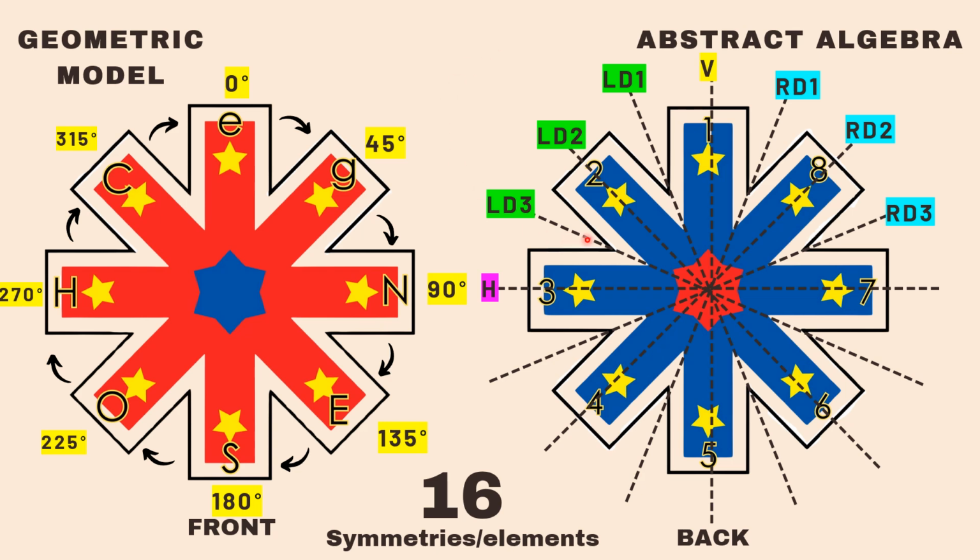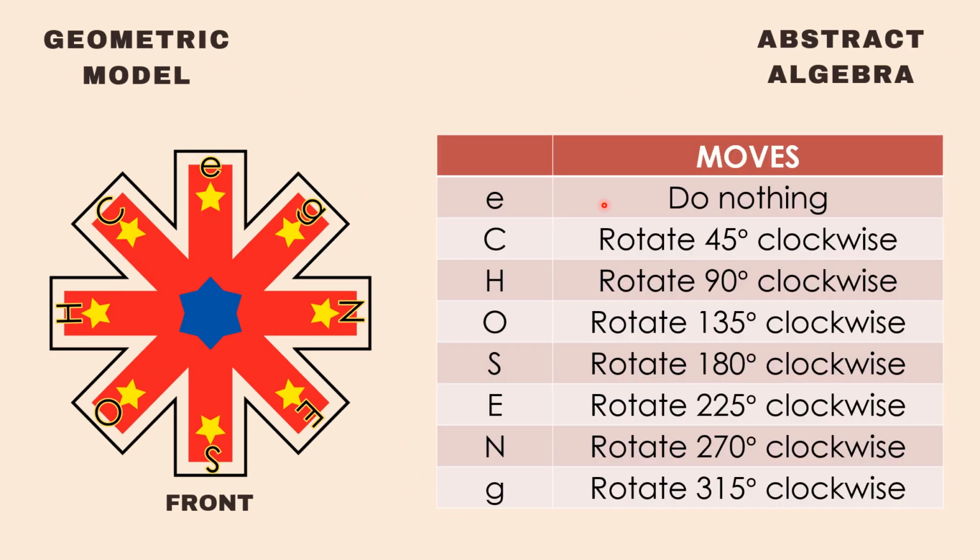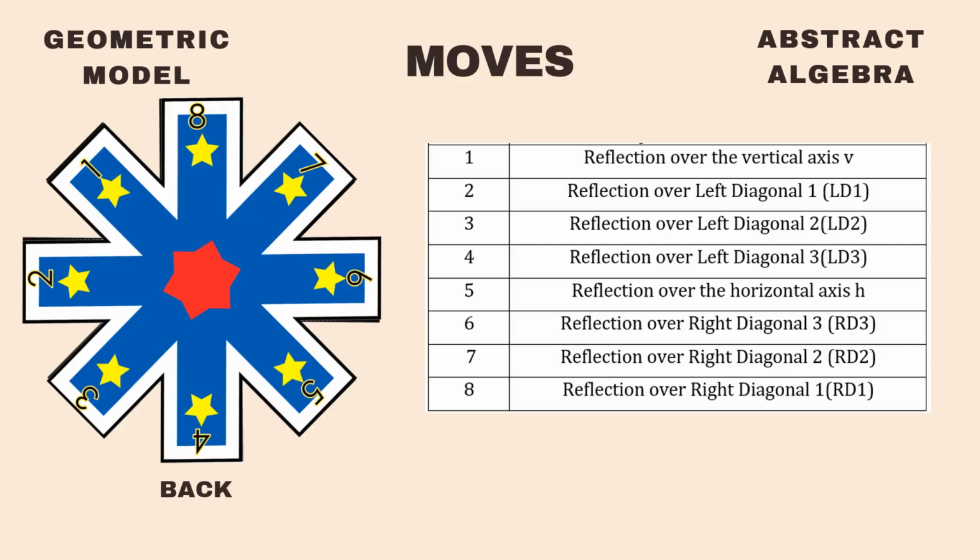So the model visually represents a set of 8 arms arranged symmetrically around a central point, labeled with different symbols. On the front, we have the letters, and at the back, we have the numbers. Since the model has a total of 16 symmetries, including rotations and reflections, each symmetry represents a permutation of the arm position. So we classify the movements into two: the rotations, which turn the model clockwise, and reflections, which flip the model over an axis.